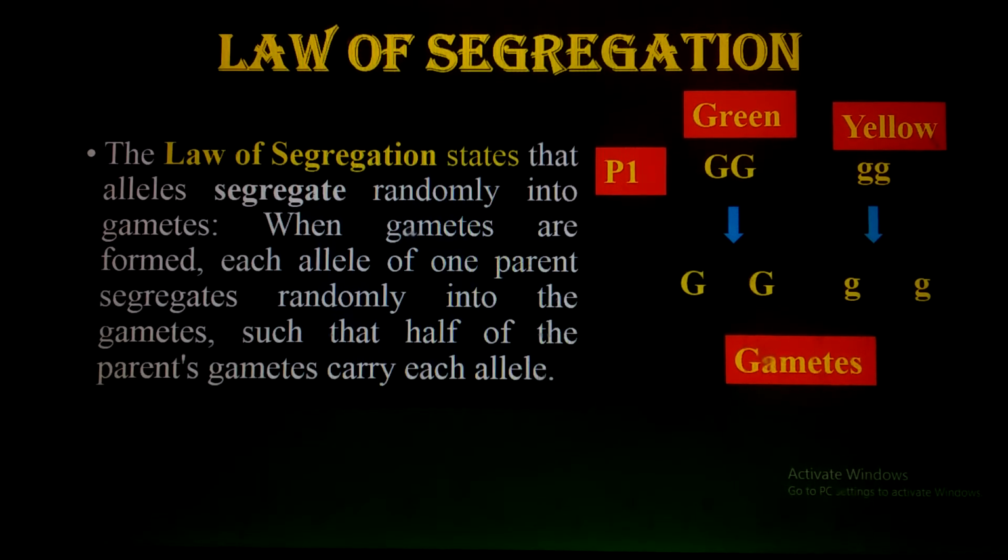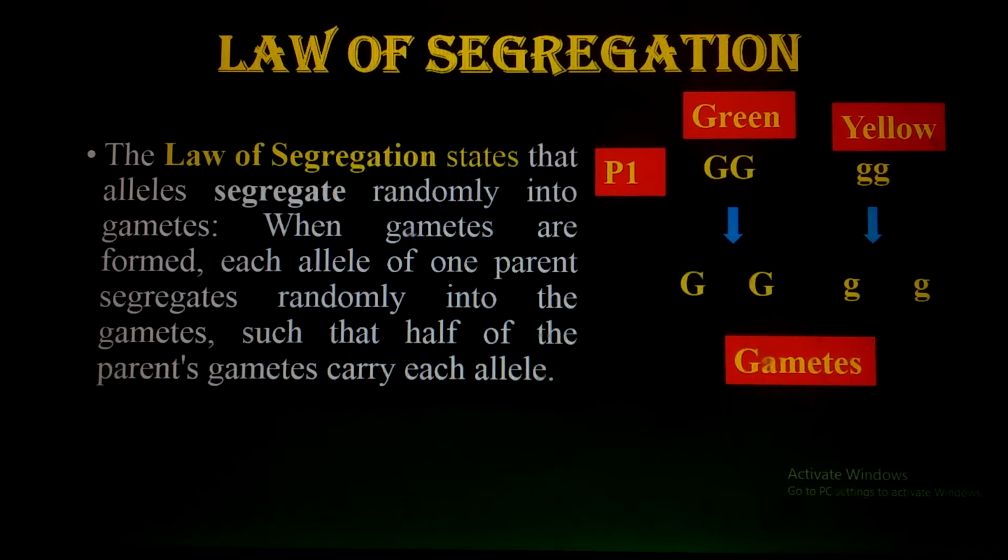Is it clear? So the alleles, you can see here the two pairs, one pair for the green color and the other pair of alleles for the yellow color. Is it clear? Two genes, one gene for green color and the other gene for the yellow color. But these two genes have how many alleles? 4 alleles. Is it clear? So GG, this is the dominant and this small g, this is the recessive. So the law of segregation states that alleles segregate, means separate, randomly into gametes.